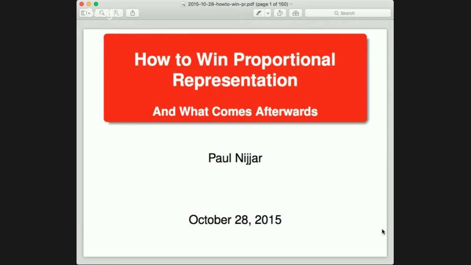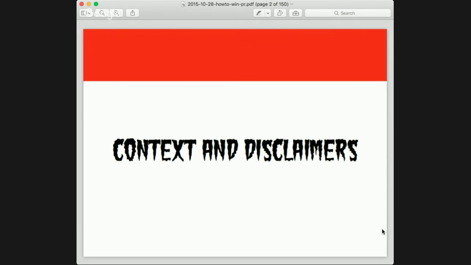Let's start with some context and disclaimers. I can also show off my Halloween-y spooky font, and that color there was supposed to be pumpkin-y orange, but it actually looks reddish. Yeah, liberal red. So appropriate. In any case, I'm Paul.